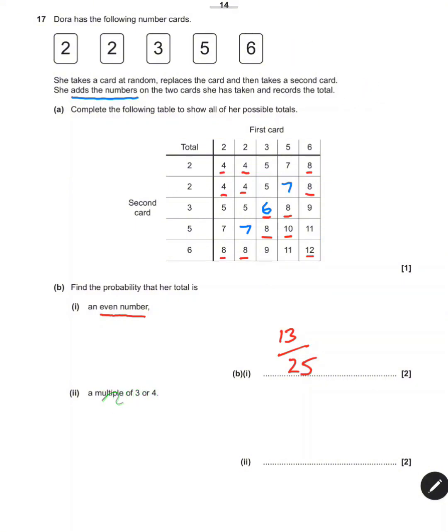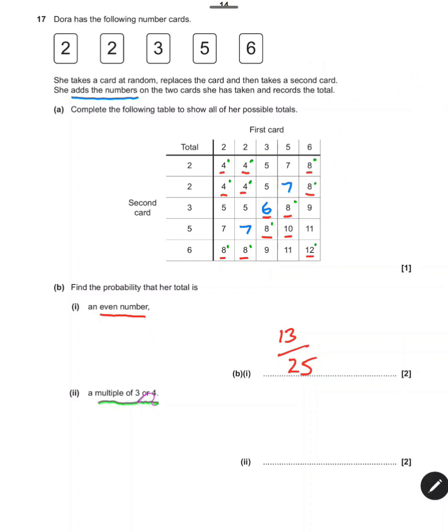Part 2 says, what is the probability of a multiple of 3 or 4? Well, this just means we're looking for numbers in the 3 or the 4 times table. So let's find those. I'll just put a little dot in those ones. I'll do 4 times table first. 4 times table there and there. Yep. So they're my 4 times table.